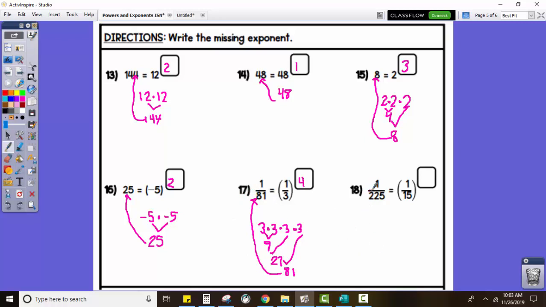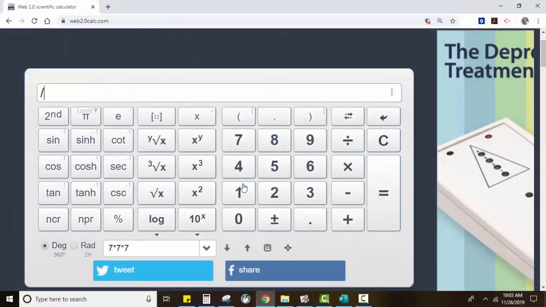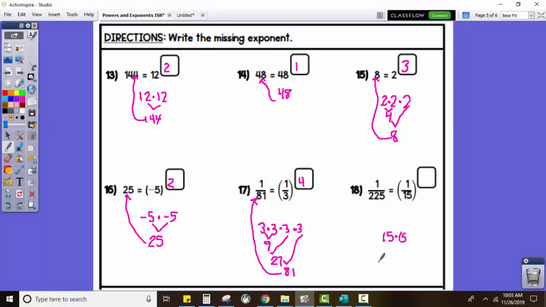Okay, now number 18. 1 to what power gets me 1? That's not easy to figure out. But if I look at 15 to what power gets me 225. So I'm going to start multiplying by 15s. Well, 15 times 15 gets me 225. So right there you can see I got the value that I needed and I multiplied it 2 times. So 15 to the 2nd power.